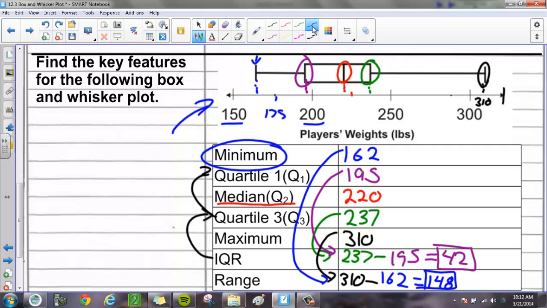So this is how you can look at a box and whisker plot like this and find the 5-finger summary. I like to call it the 5-finger summary: the min, the lower quartile, the median, the upper quartile, and the maximum, and find the IQR, the interquartile range, and the range from a box and whisker plot.